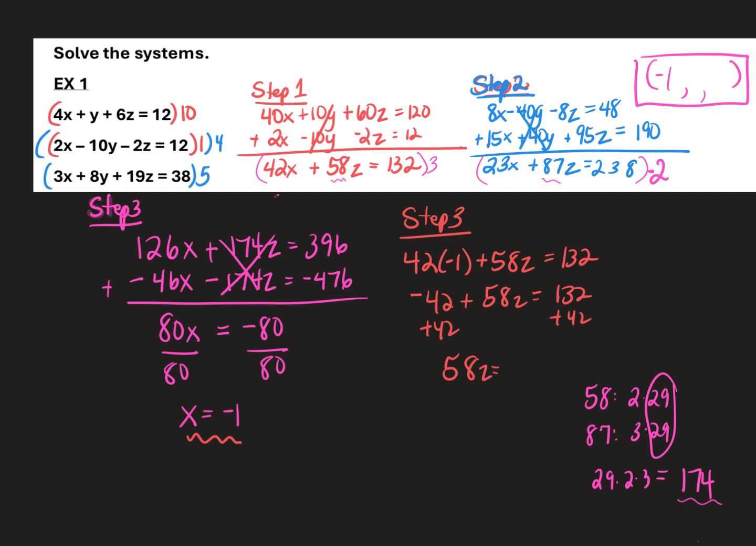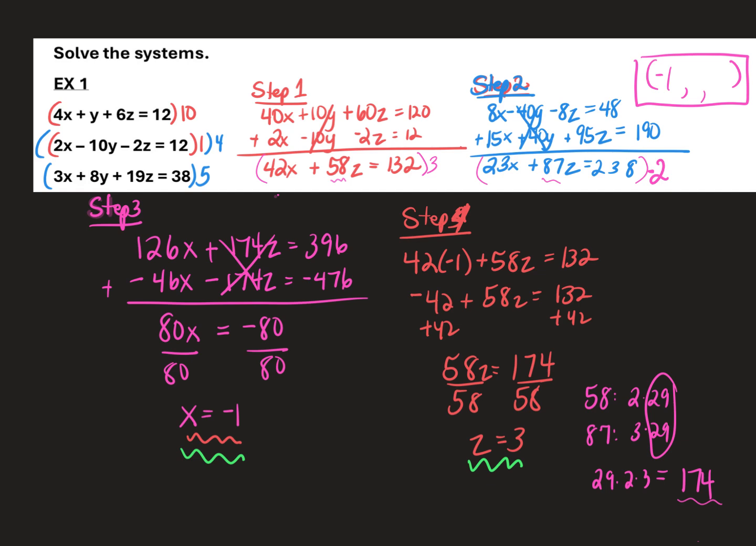58z will equal 174. Divide by 58. I believe that was +3. Yes. Oops, and this is step 4. And then for step 5, we will take these two answers and put them into one of the original equations. I like to pick the ones with the smallest numbers. I think I'll just use the first one.